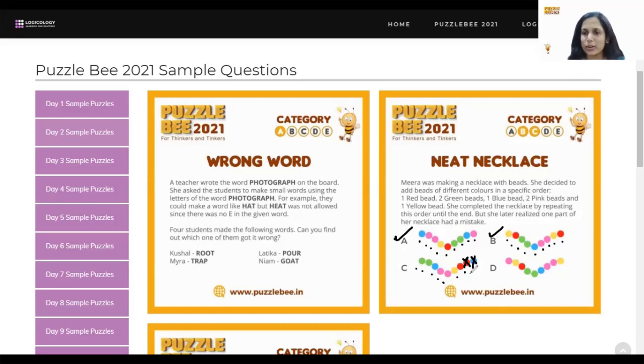We'll also quickly find out if D is all right. Who knows? There could be multiple correct answers. I had not mentioned anything. So let's find out. This one starts with a pink bead. Now, this is the interesting part that I was talking about.